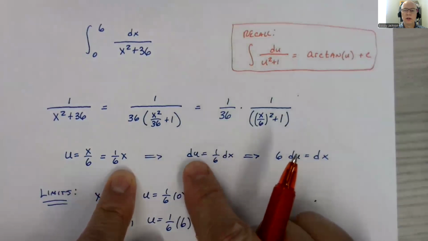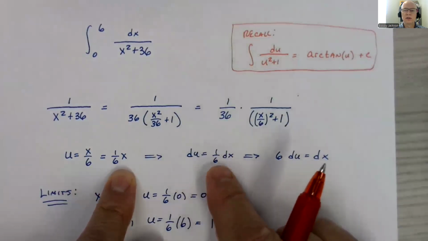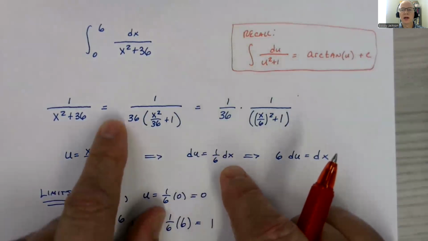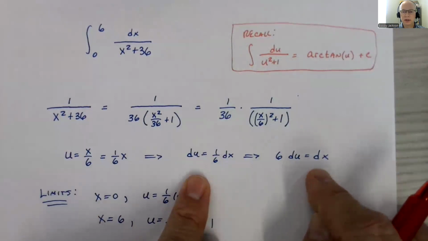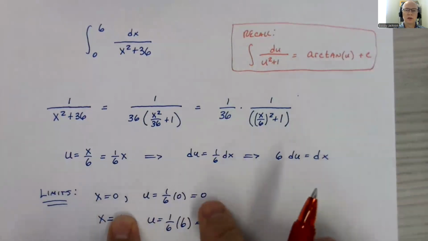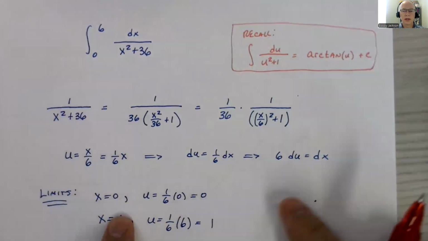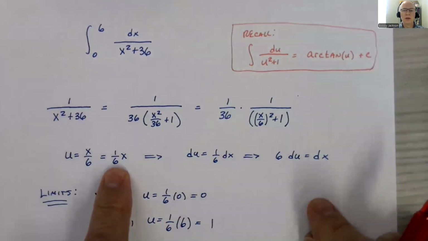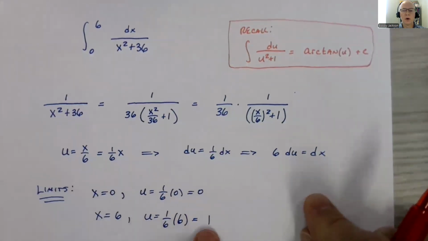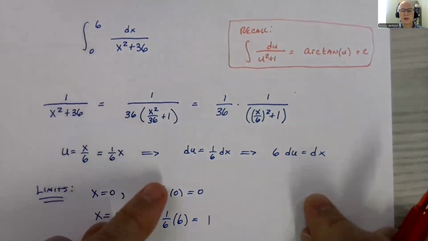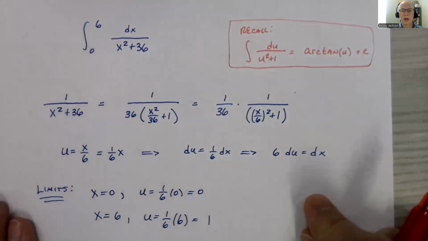So the derivative of u is 1/6, so du is 1/6 dx. And I have a dx here. Solving for dx means I just multiply both sides by 6. I get 6 du equals dx. Now, I do want to change my limits of integration as well. The lower limit, x equals 0. If I take 1/6 of 0, I get 0 for u. When x is 6, though, I take 1/6 of 6 and I get 1. So my limits of integration will change from 0 to 6 to 0 to 1 with this new change of variable.